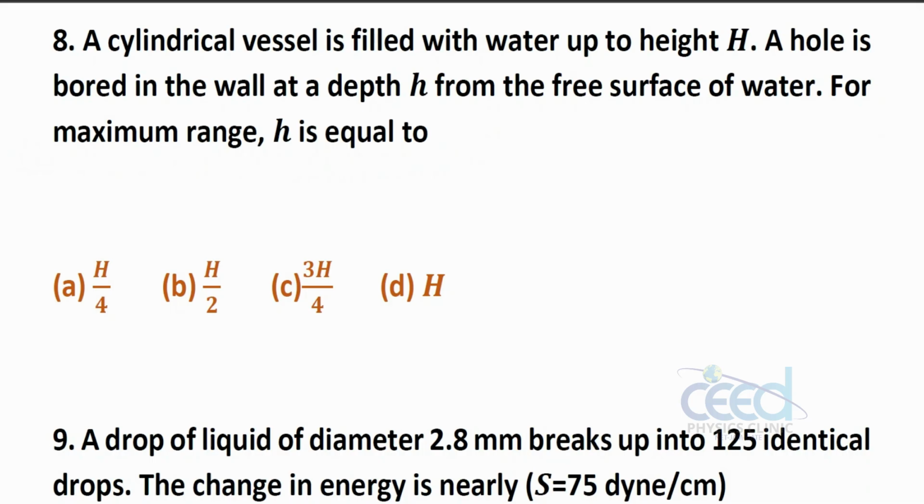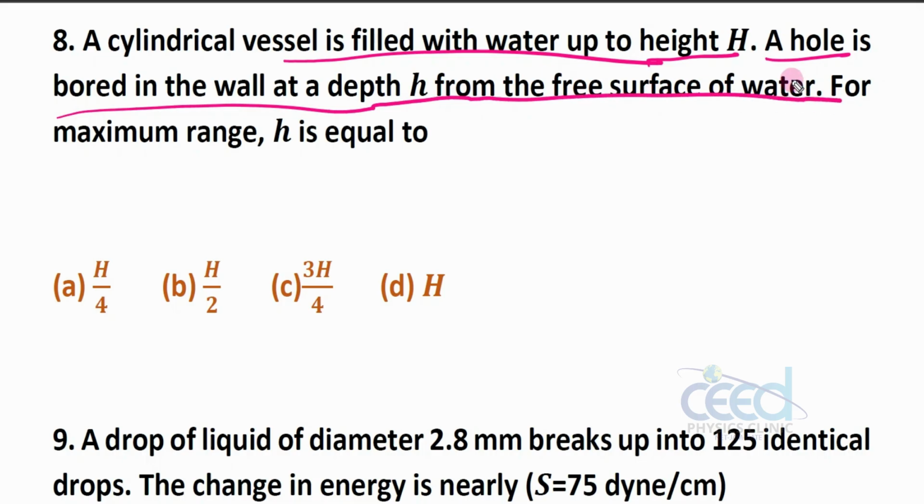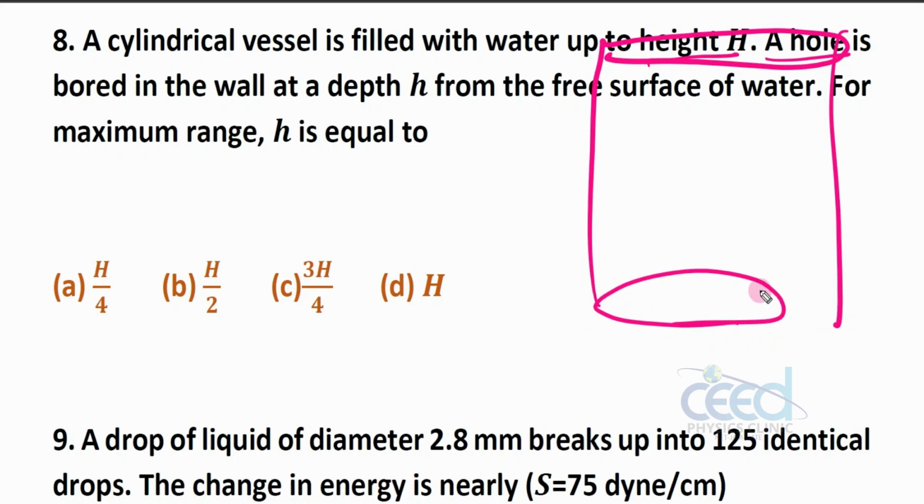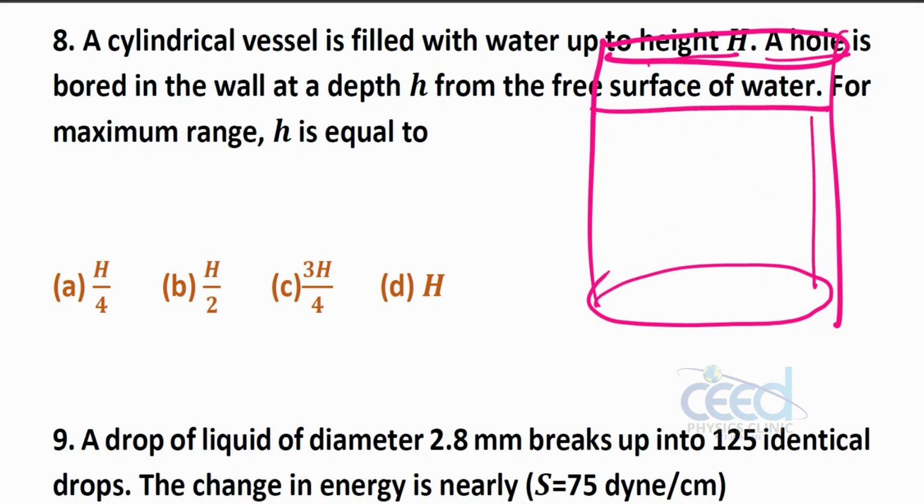A cylindrical vessel is filled with water up to a height h. A hole is bored in the wall at a depth h from the free surface of the water. For maximum range, h is equal to... see, one tank is there, it is filled with water, up to a height H, up to H height we have water. Now you are putting a hole here at a distance h, then water comes out.